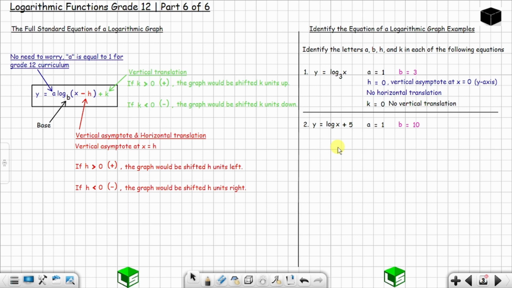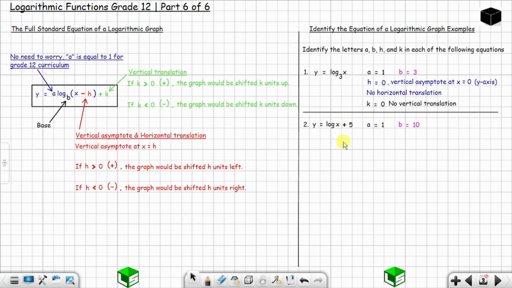When the base is 10, we don't write 10. Just know that whenever there is nothing there, the base is equal to 10. We normally don't write 10. The base is 10.